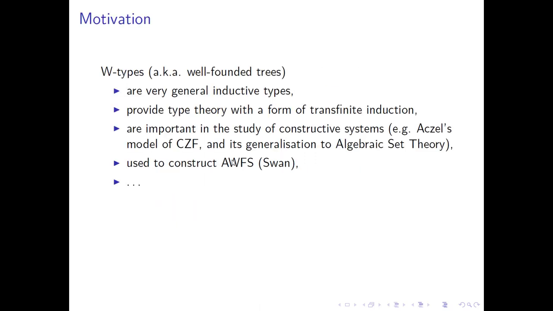So as you probably know, W types are a very general form of inductive types in Martin-Löf type theory. And they're quite important and useful for several things. They're essential for models of constructive type theory, for example, and various generalizations of it to the setting of algebraic theory. And recently, Andrew Swan has also used a sort of generalization of these W types to construct algebraic weak factorization systems in Grothendieck categories and more general ones. I'm sure they have other uses that I'm not aware of.